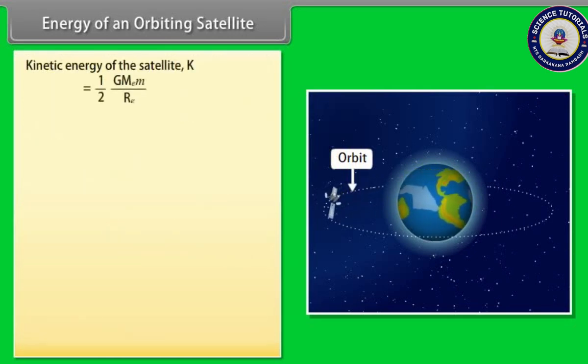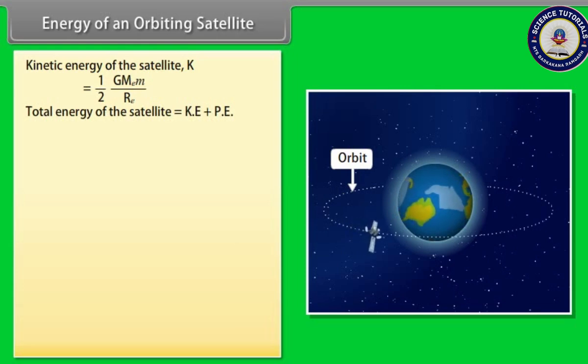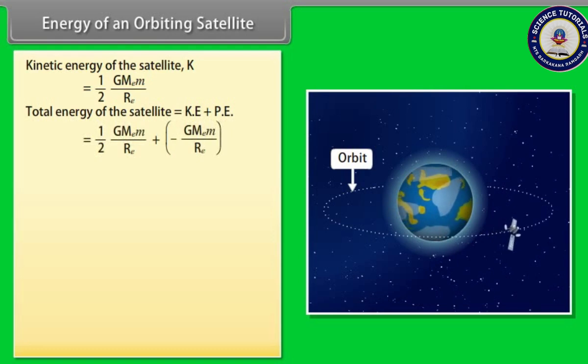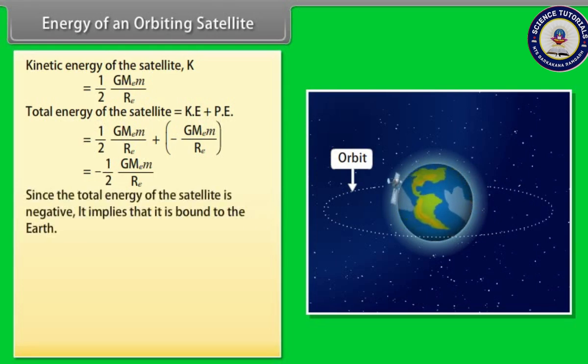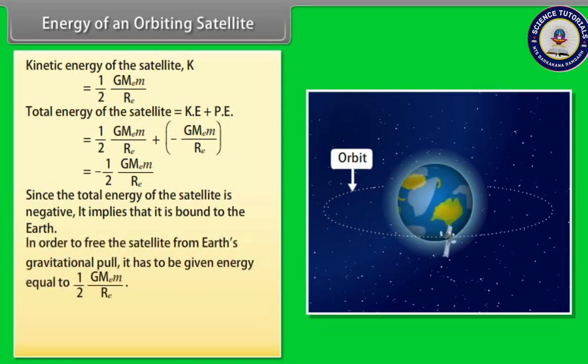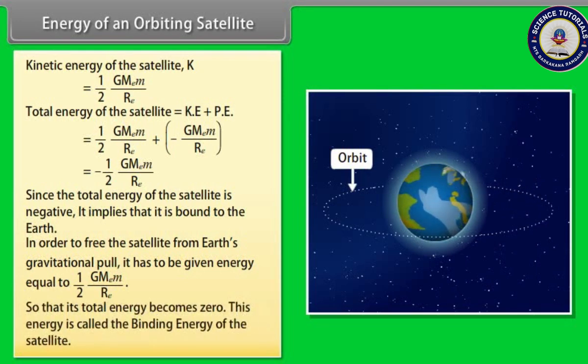Kinetic energy of the satellite K. Total energy of the satellite is equal to kinetic energy plus potential energy. On calculating, we get total energy is equal to -1/2 GMeM/Re. Since the total energy of the satellite is negative, it implies that it is bound to the Earth. In order to free the satellite from Earth's gravitational pull, it has to be given energy equal to 1/2 GMeM/Re, so that its total energy becomes 0. This energy is called the binding energy of the satellite.